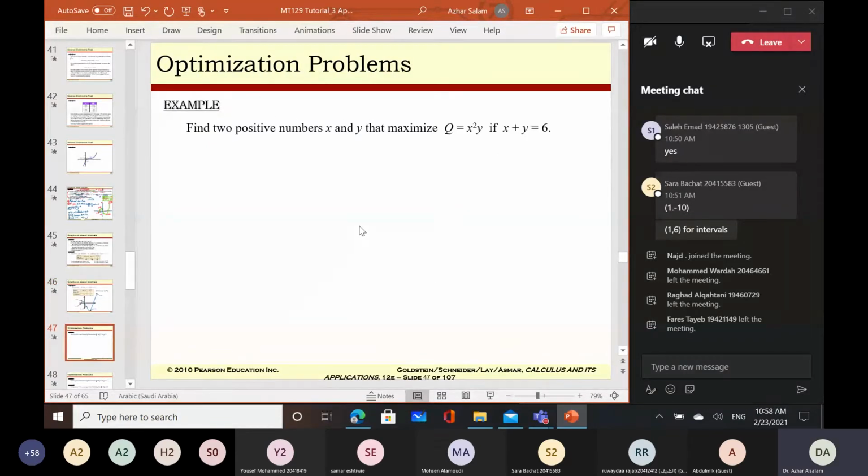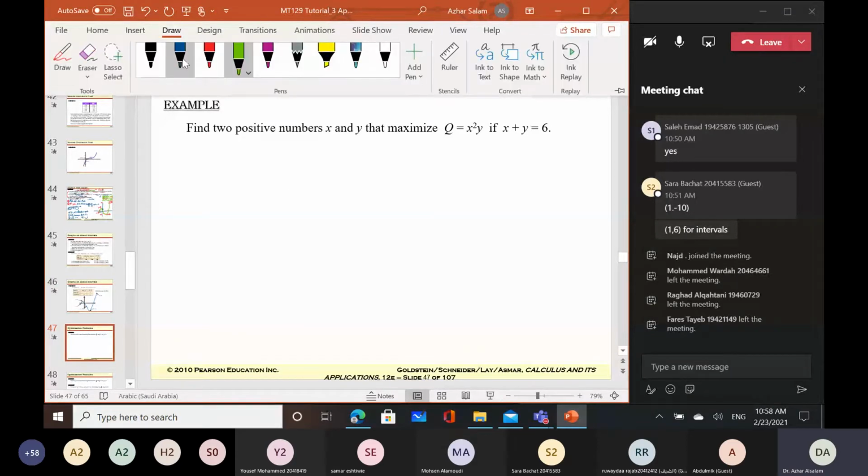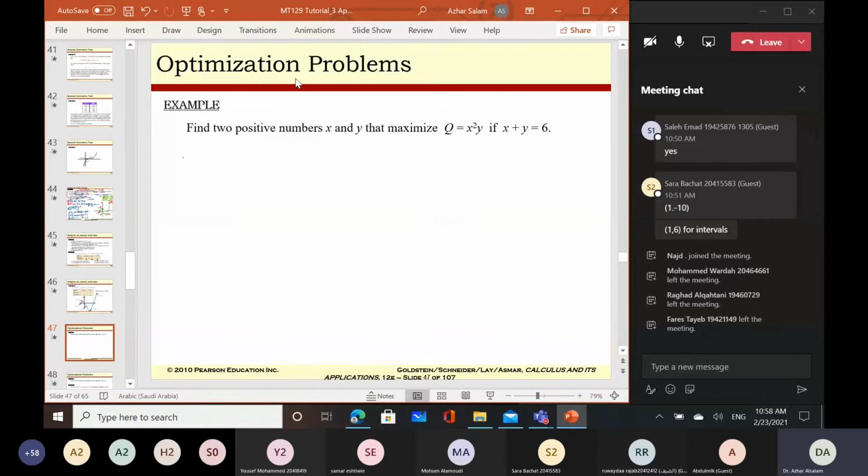Now we begin with the optimization problem. What's the meaning of the optimization? The optimization بالعربي معناتها الأمثلية، الأمثلية في الحل. The best solution.